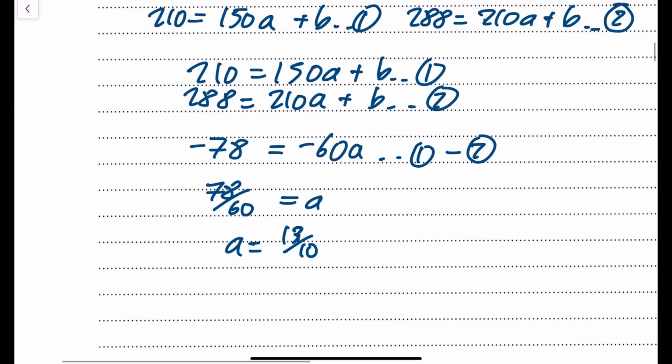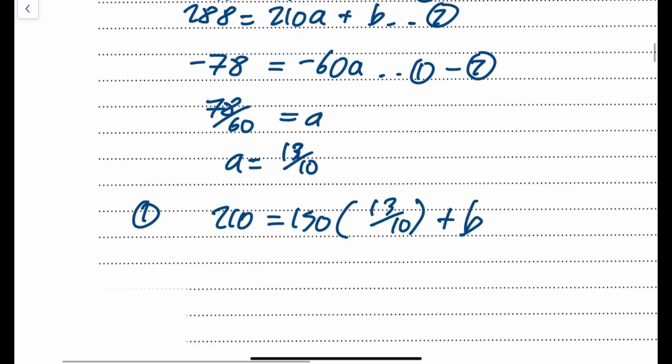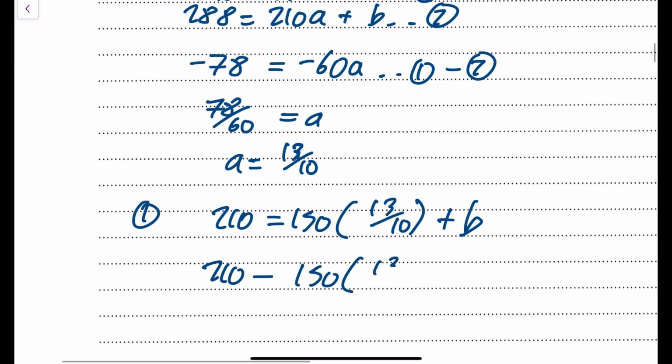And then sub it into equation 1. I'll have 210 is equal to 150 times 13 over 10 plus B. That means 210 minus 150 times 13 over 10 is going to be equal to my B. So my B works out to be 15. So I've got my A is equal to 13 over 10, I'll write that as 1.3, and my B is equal to 15.